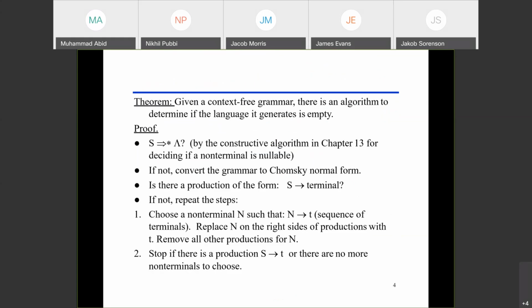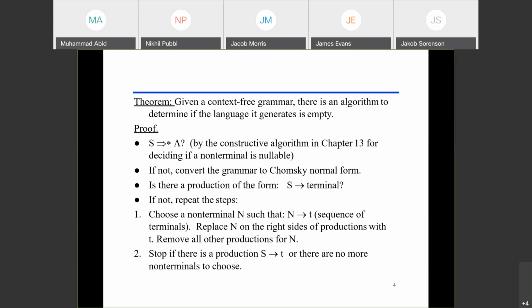Now, given a context-free grammar, there is an algorithm to determine if the language it generates is empty. So you have a language and a context-free grammar, and we can see whether this language is an empty language, meaning it accepts only phi, or it can generate any single word. Let me show you an example first, and then you will be in a better position to understand this slide. I will come back to this slide.